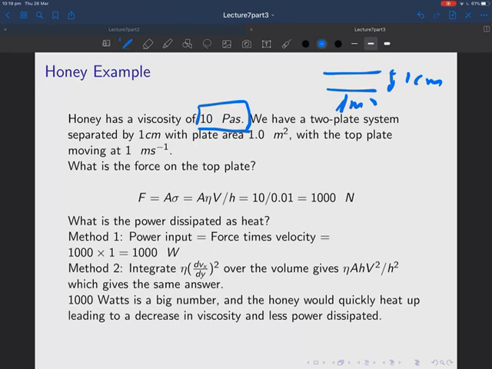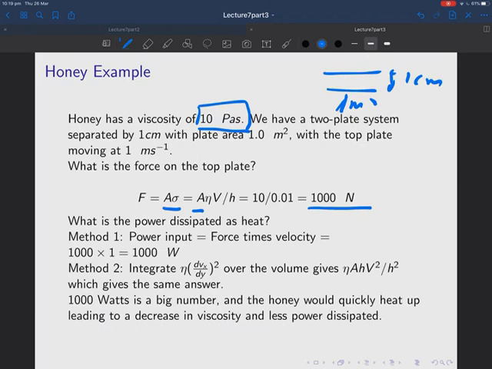What is the force on the top plate? Well, the force is just area times stress. Stress is force per unit area, so the force is area times eta times the strain rate, which is V on H. If we do the calculation, we find the answer is 1,000 newtons. That's quite a lot of force, really, 1,000 newtons, if you think about it.